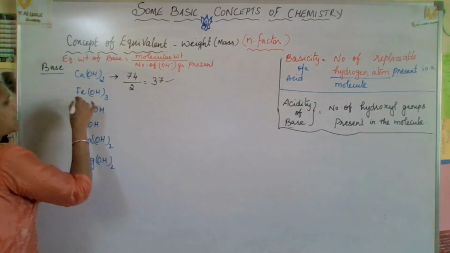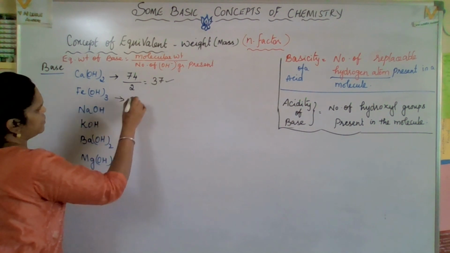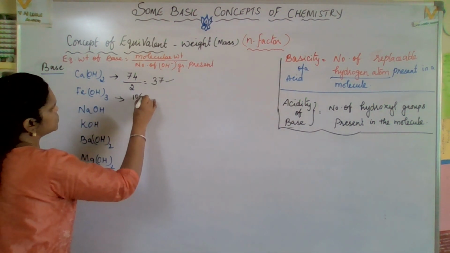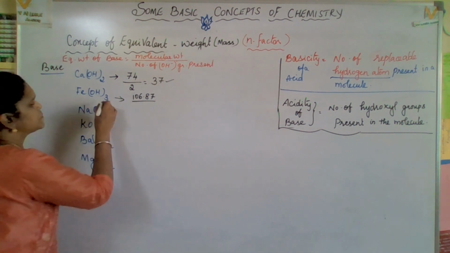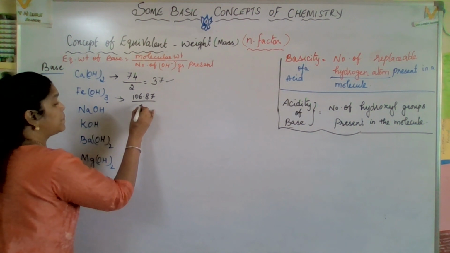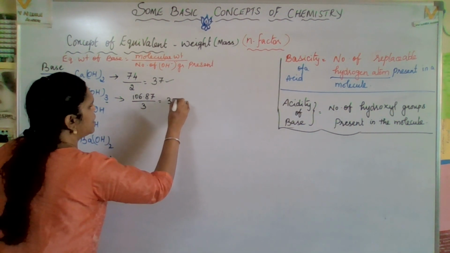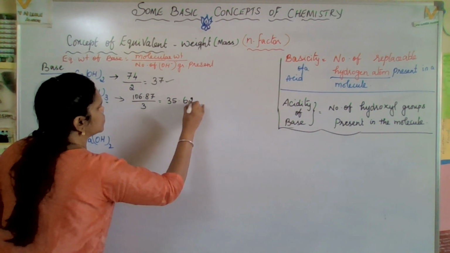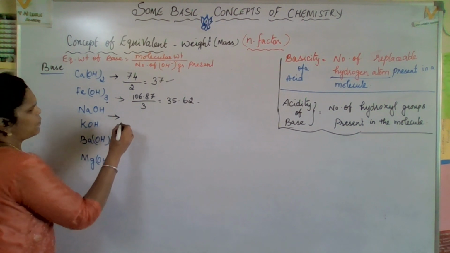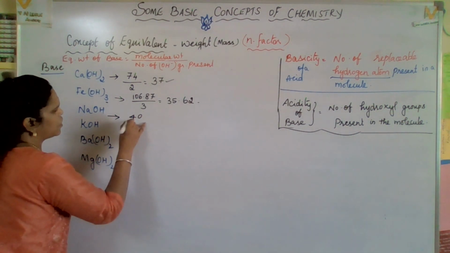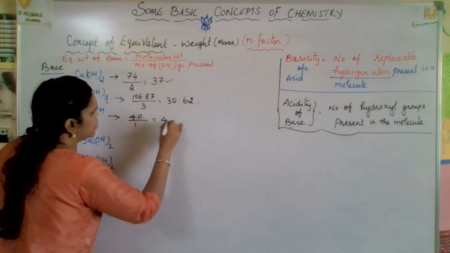It is 37. And in the same way, Fe(OH)3. What is the molecular weight of Fe(OH)3? 106.87. And how many hydroxyl groups are there? Replaceable 3. So you will get 35.62. Okay, now the next one, it is very easy. NaOH, molecular weight 40 by 1. Equivalent weight of sodium hydroxide is 40 only.